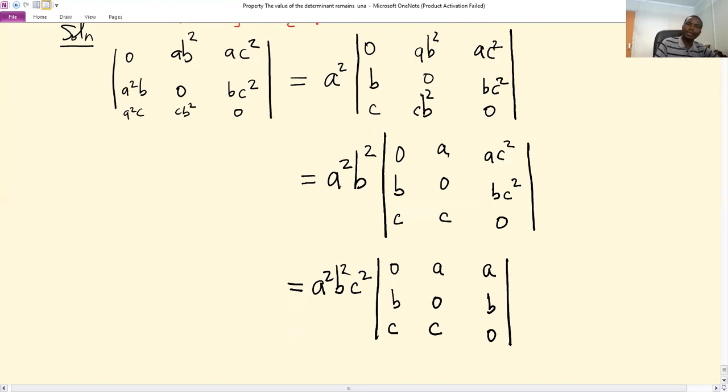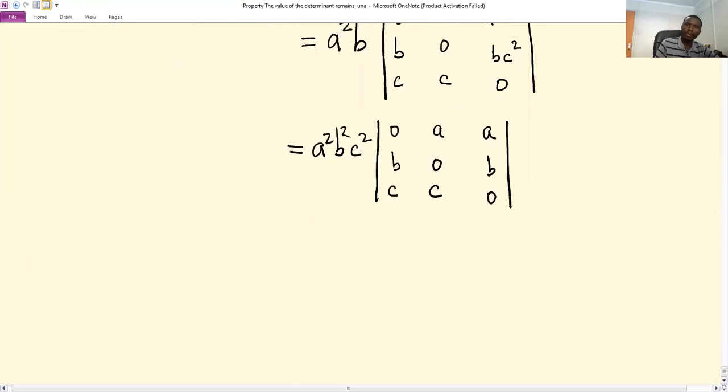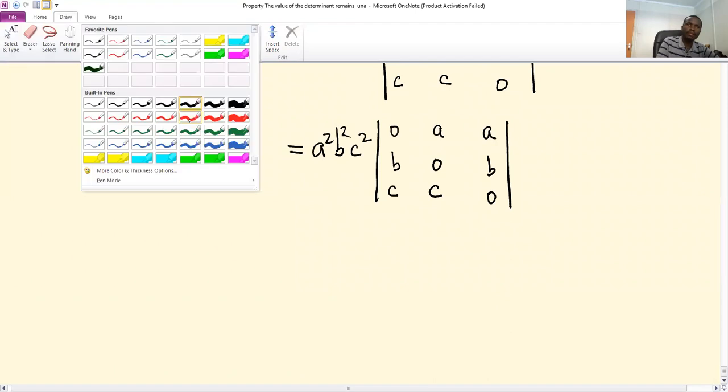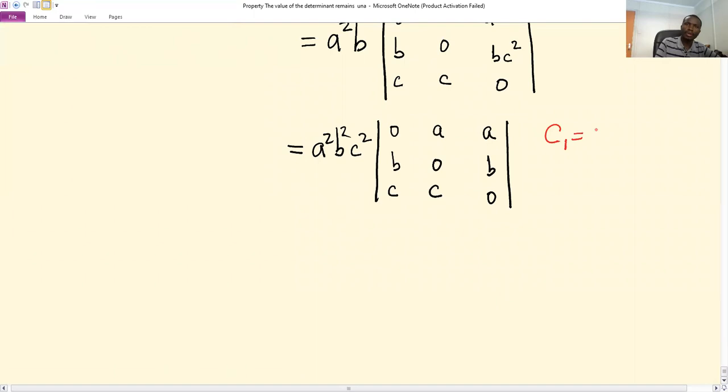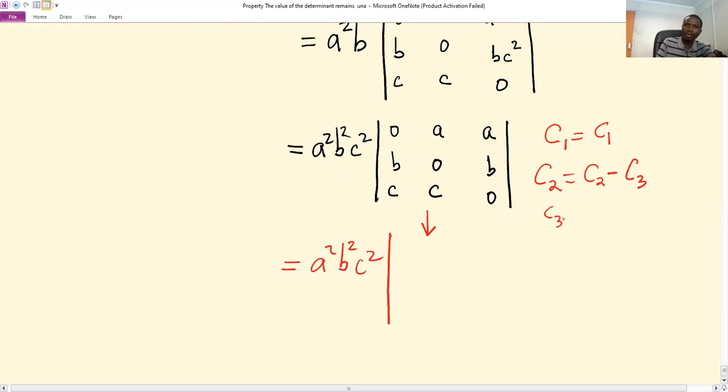Now, the next step, we say, let's have column 1 to be column 1, and then column 2 to be column 2 minus column 3. So this will be a squared, b squared, c squared determinant of, and then column 3 remains to be column 3. 0, b, c. Now this minus this is 0. This minus this is minus b. This minus this is c. Then a, b, 0. So that's what we have.